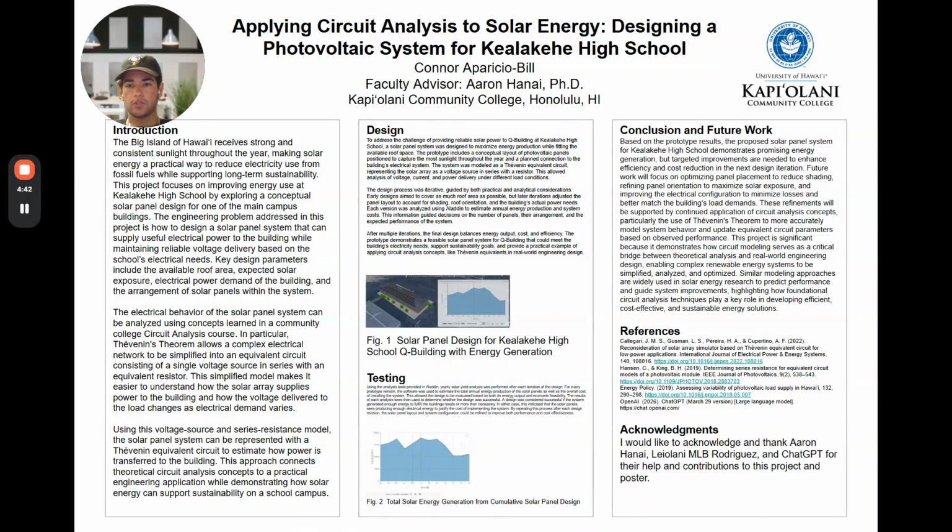to reduce electricity use from fossil fuels while supporting long-term sustainability. This project focuses on improving energy use at Kealakehe High School by exploring a conceptual solar panel designed for one of the main campus buildings.